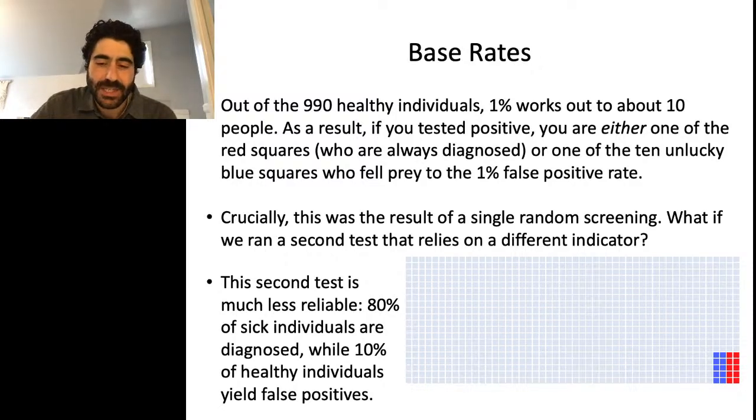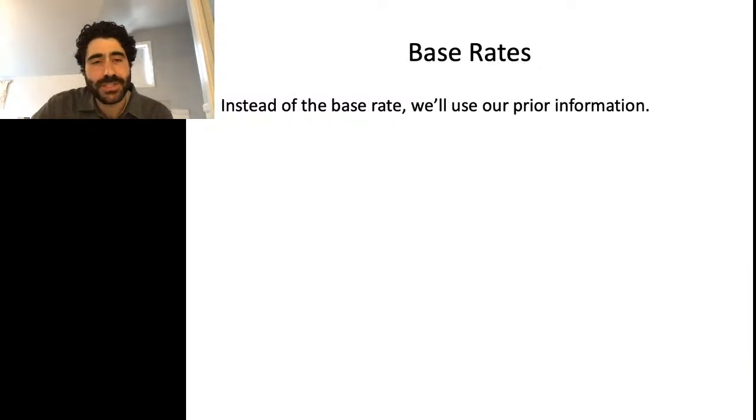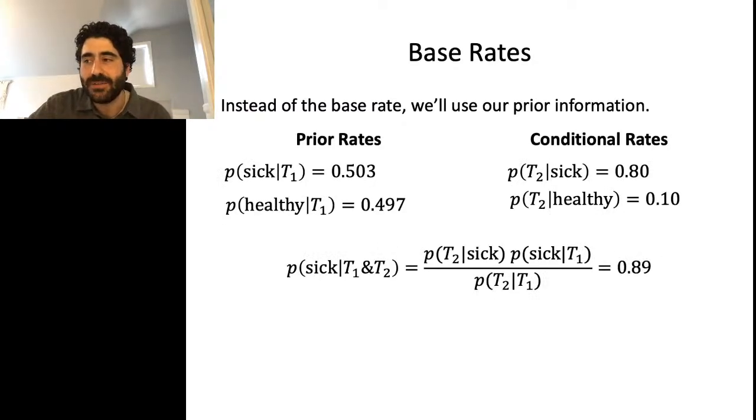So let's imagine we get a positive again on the second test. And what we're going to use here is, our prior now is not the base rate. Our prior is our outcome from the first experiment here, which is about 50-50. And then we now have these new conditional rates for this new test 2. And so the probability that you're sick if you get a positive on test 1 and test 2 is we take our prior rates and then we reweight them by these conditional rates. I've skipped some of the math here, but now this comes out to about 90%.